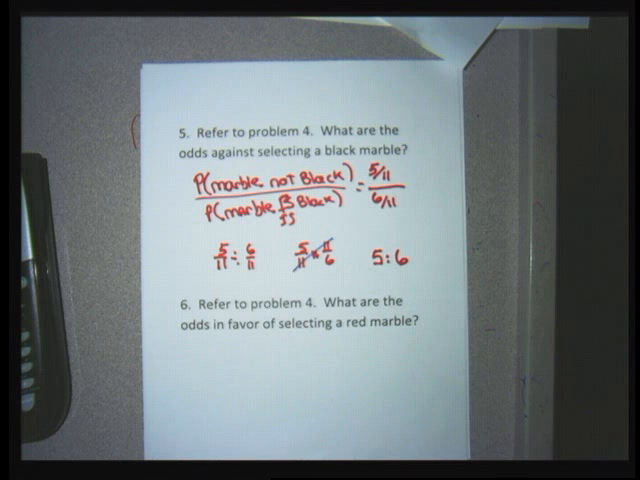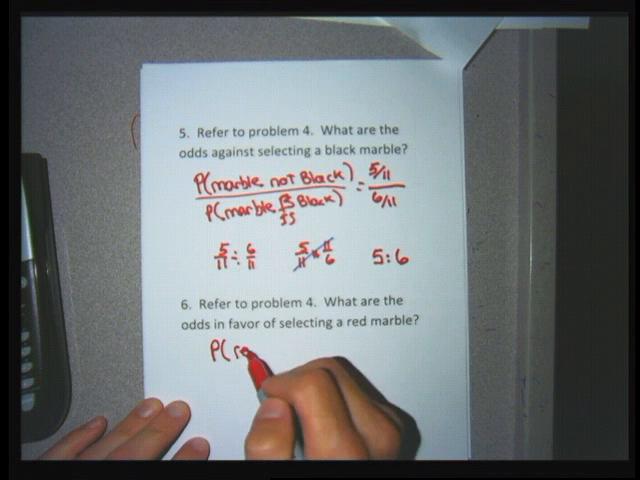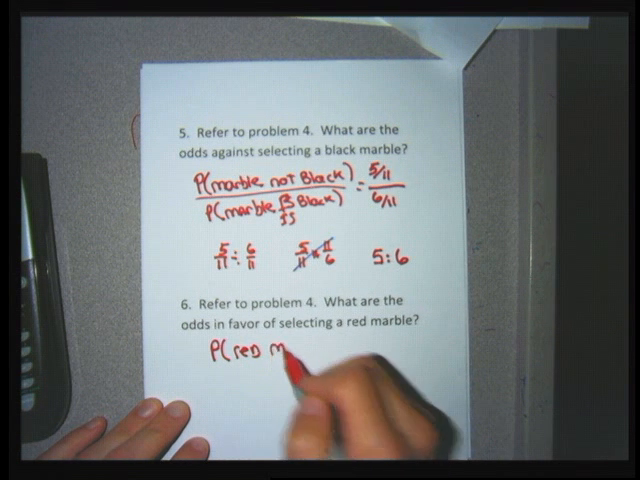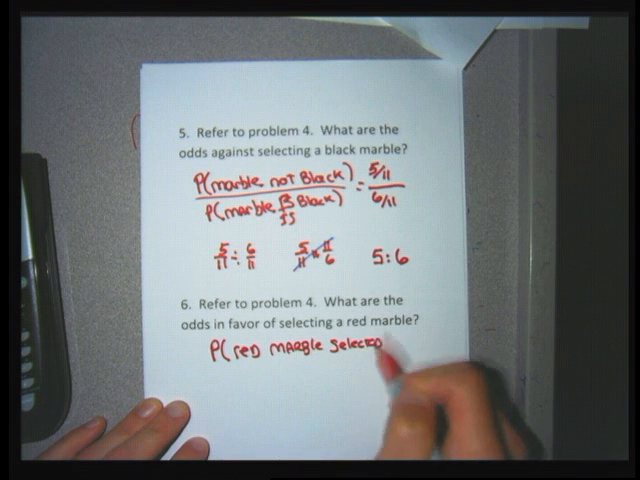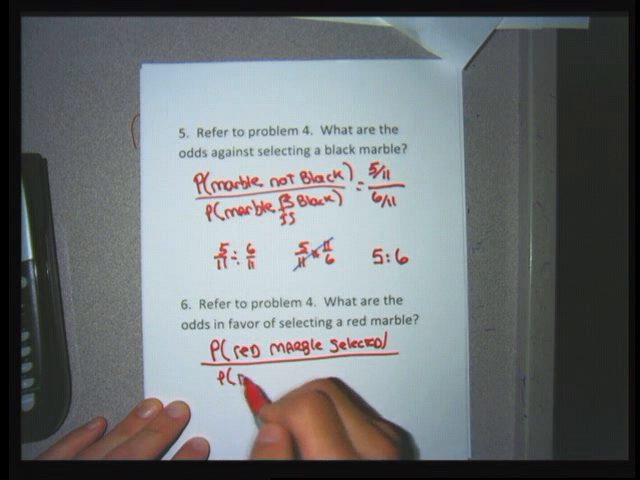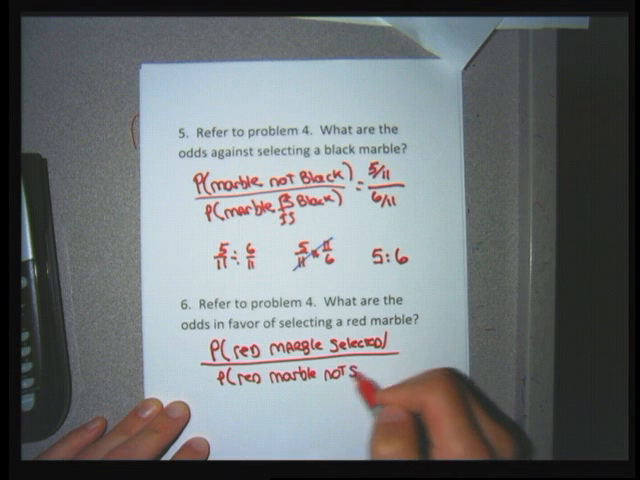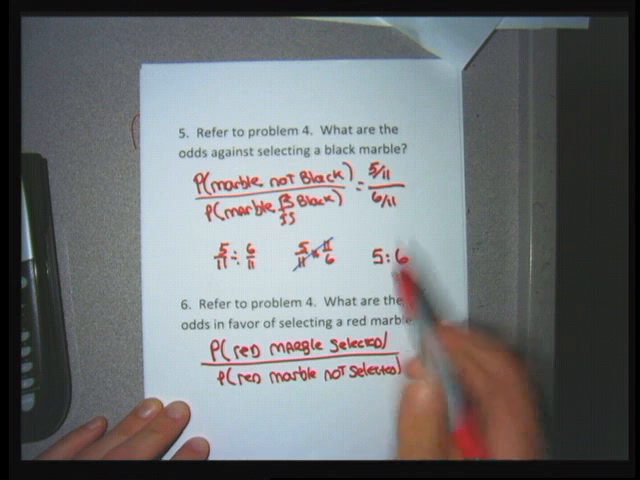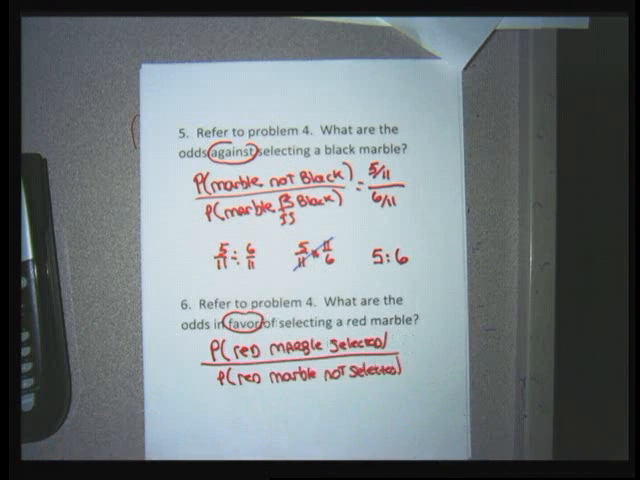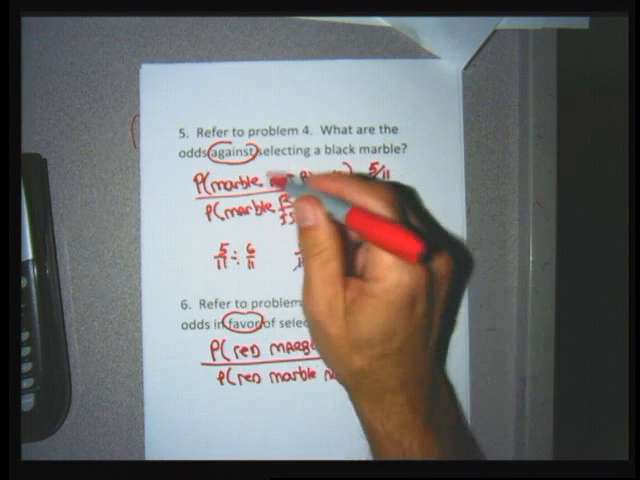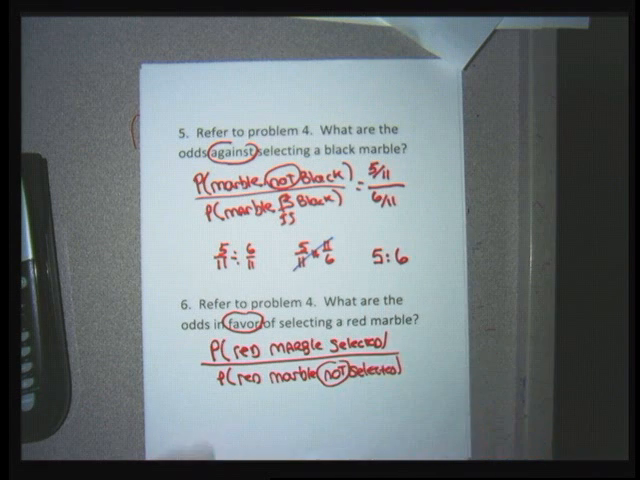The odds in favor of selecting a red marble is the probability that you select a red marble, or the marble is red, divided by the probability that a red marble is not selected. So the difference between 5 and 6 were the words against and favor. Against, the not happening goes in the numerator. In favor, the not happening goes in the denominator.